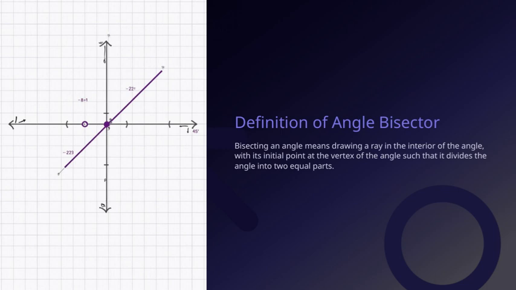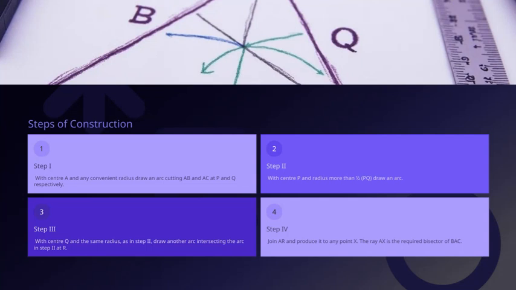This idea ties into the larger theme of understanding how to divide and measure angles accurately, which is fundamental in geometry. Let's go through the steps of this construction. First, we join AP and extend it to any point X. The key here is that the ray AX we create will serve as the bisector of angle BAC. This is what we're aiming to achieve in this step.